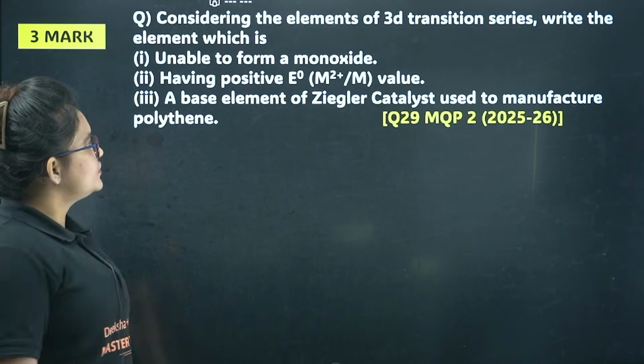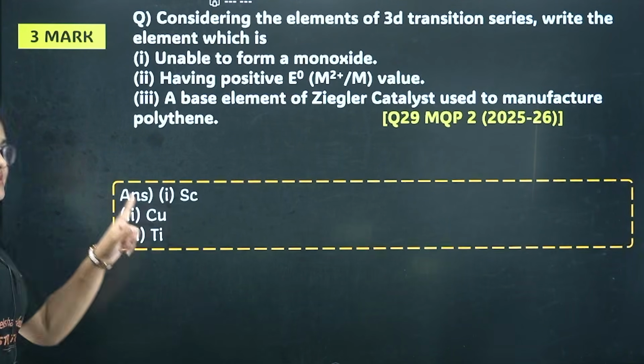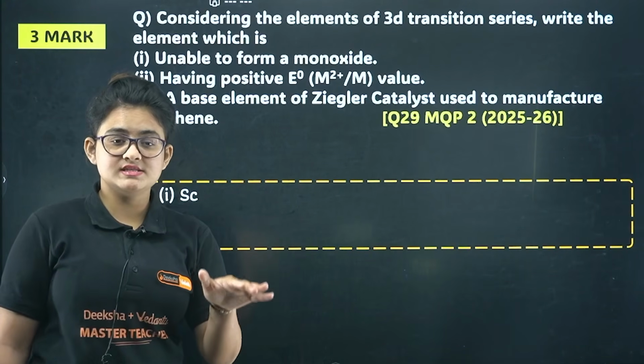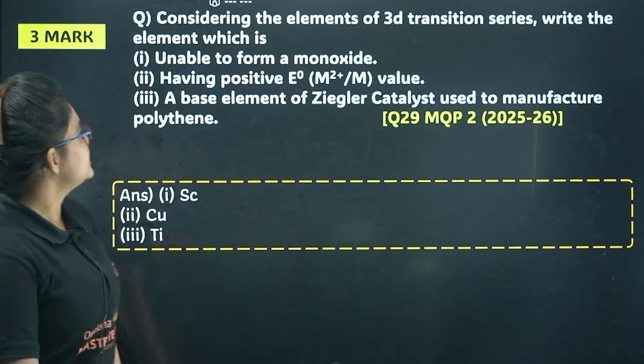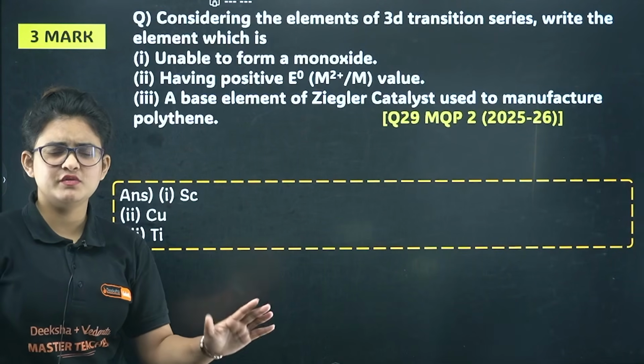Considering the elements of the 3d transition series, write the element which is first unable to form monoxide, that is scandium. Scandium is unable to form the monoxide because it always exists in +3 oxidation state. Next, having positive E0 value, that is copper, plus 0.34 something.